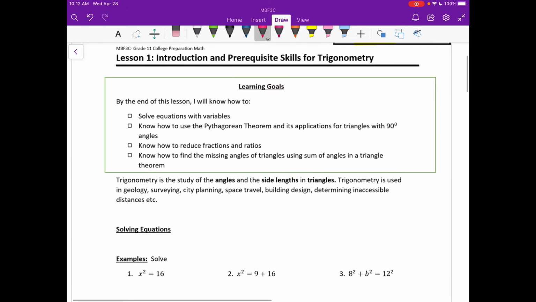So just to get started, our learning goals for today are as follows. By the end of this lesson, you should know how to solve equations with variables in them. You'll know how to use the Pythagorean theorem and how to apply it for triangles with 90-degree angles. You'll know how to reduce fractions and ratios, as well as how to solve for x with fractions and ratios. You'll also know how to find the missing angles of a triangle using the sum of angles in a triangle theorem. So we're just going to get started.